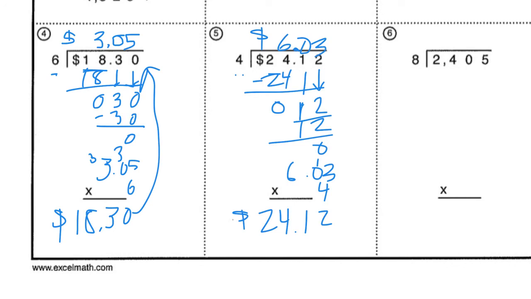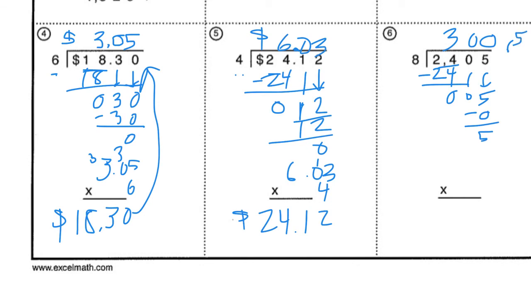All right, number 6. 8 goes into 24. It does not go into 2. It goes into 24 3 times. 3 times 8 is 24. Subtract and get 0. Bring the 0 down there. 8 goes into 0 0 times. This is a little tricky now. I'm going to bring the 5 down. How many times does 8 go into 5? It goes in 0 times. And 0 times 8 is 0. So that's actually a remainder.